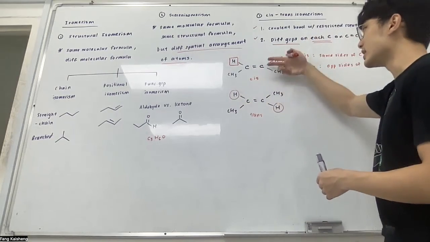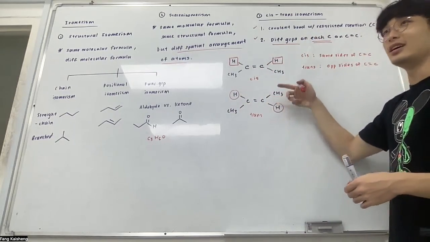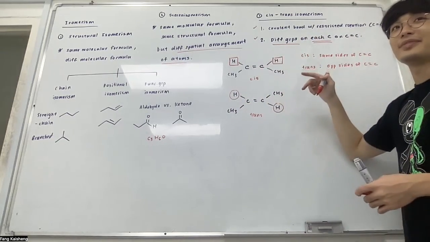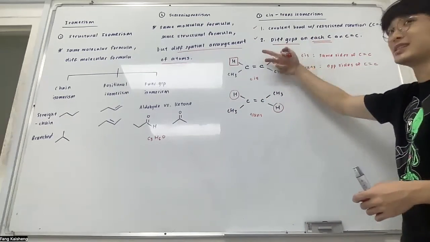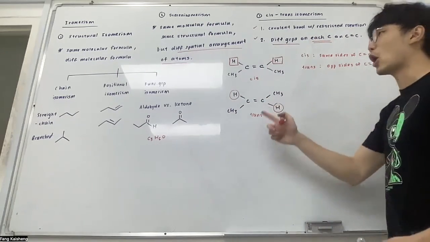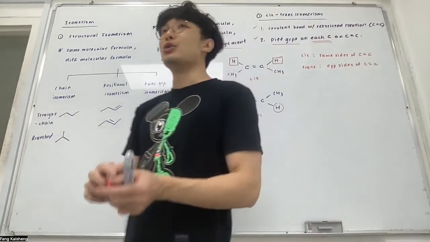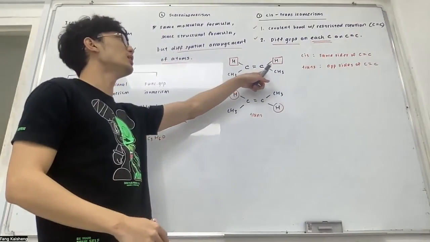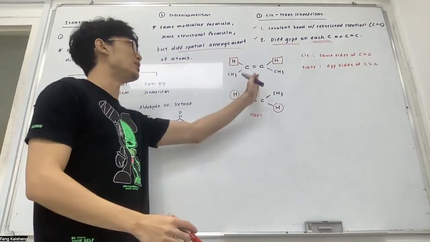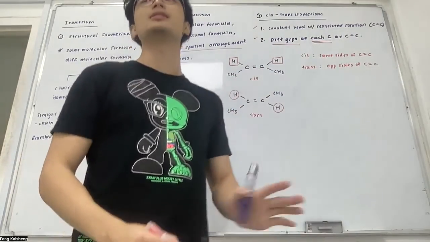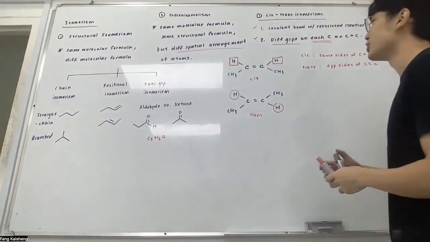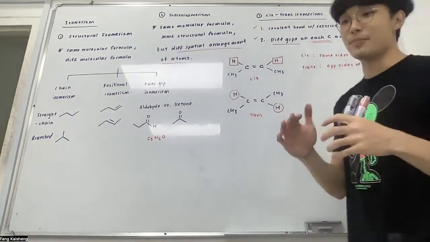Now, did I just twist this such that I can get this structure? Can the double bond be twisted? No. So this is a completely new structure. You cannot twist the first structure to get the second one. So it's completely different. That's why one's called cis, one's called trans. Does that make sense? That's what cis-trans looks like, and that's the basics.